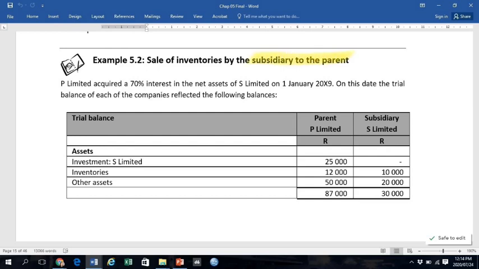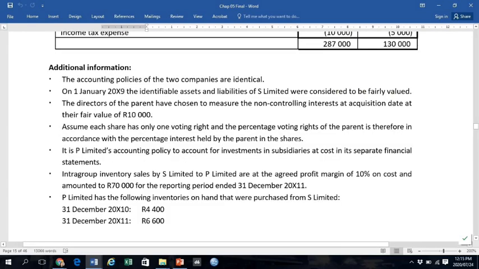All the information in this example is exactly the same as in example 5.1 except for this fact. The subsidiary sold to the parent, making the subsidiary the selling entity and the parent the buying entity. All the at acquisition information is the same, as well as the provided trial balances. The additional information is also the same except for the last two bullets.